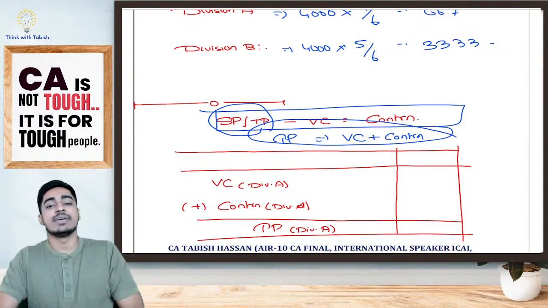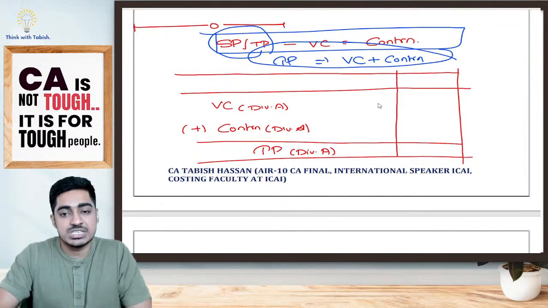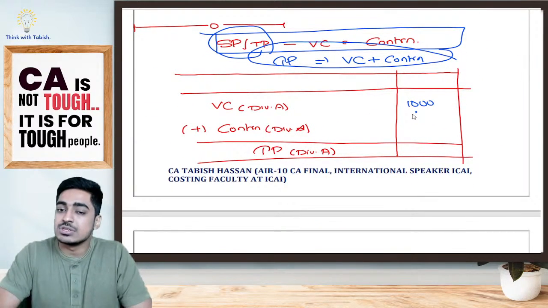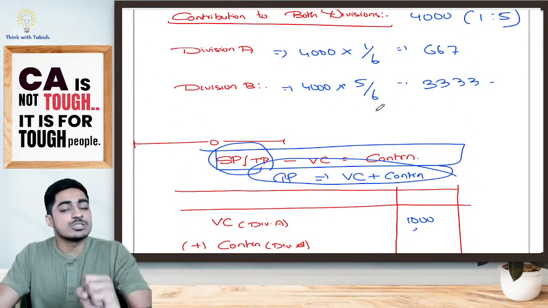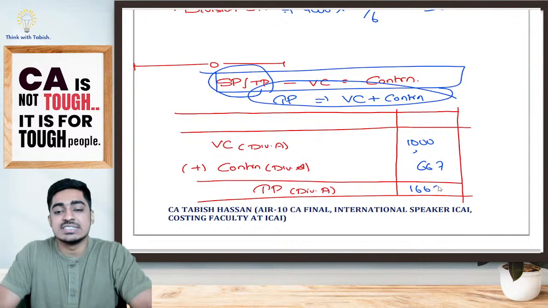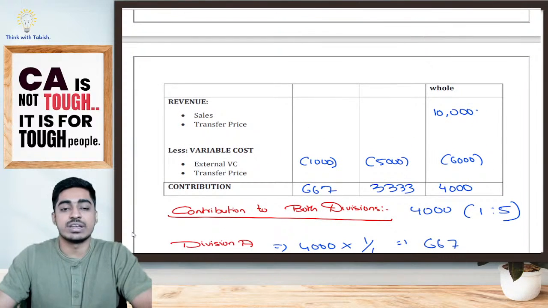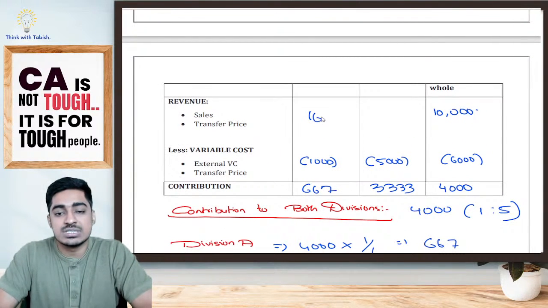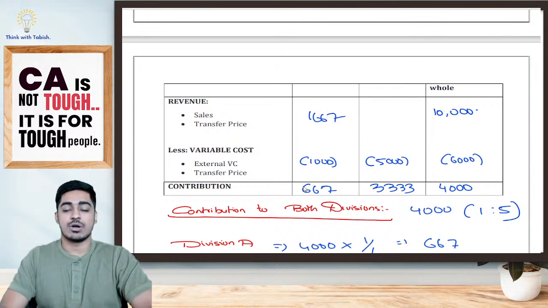So we ask division A, how much is the variable cost you've incurred? Division A says 1000 rupees. Okay, so you recover 1000. Again, as the contribution, to recover your fixed cost as well as to earn your profit, we are giving you 667. So transfer the goods at 1667. This is the transfer price. 1000 is our variable cost, 667 is our contribution.